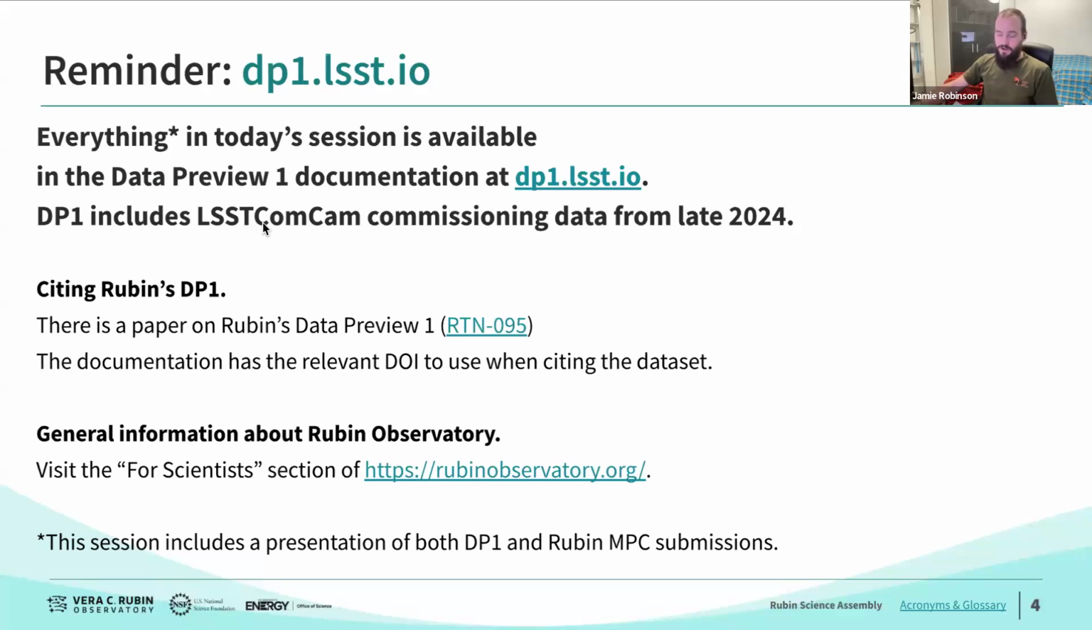DP1, as you probably heard in the earlier sessions this week, comes from ComCam, the commissioning camera. So this is only a small subset of detectors compared to the full 189 detector field of view that the full LSST camera, which is now on the telescope, has been working on. And the actual data itself for DP1 was taken in October to December 2024.